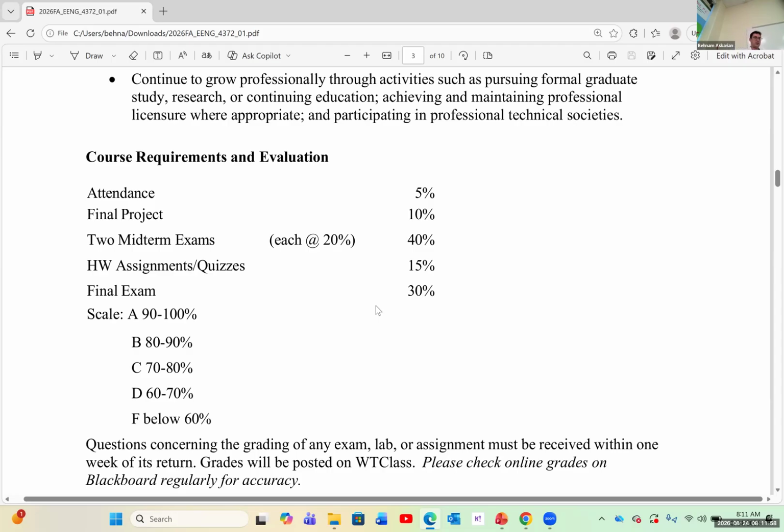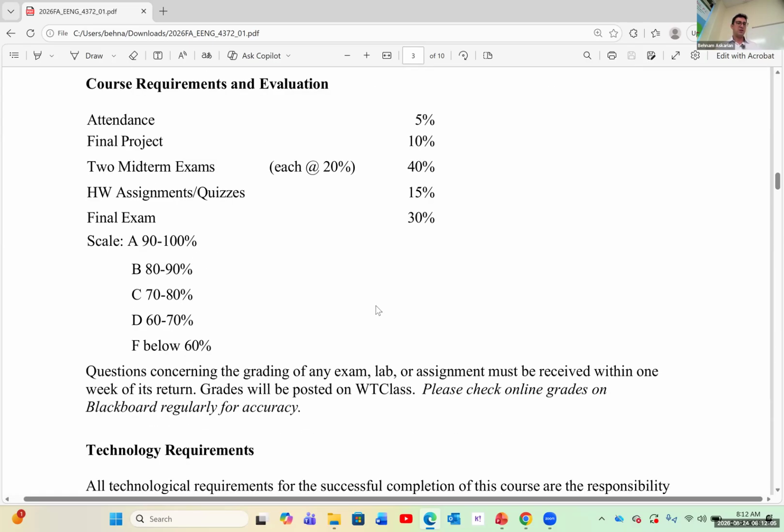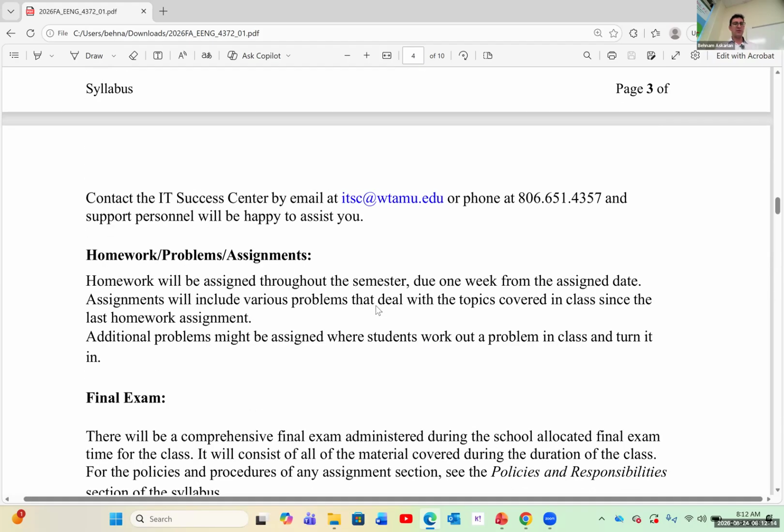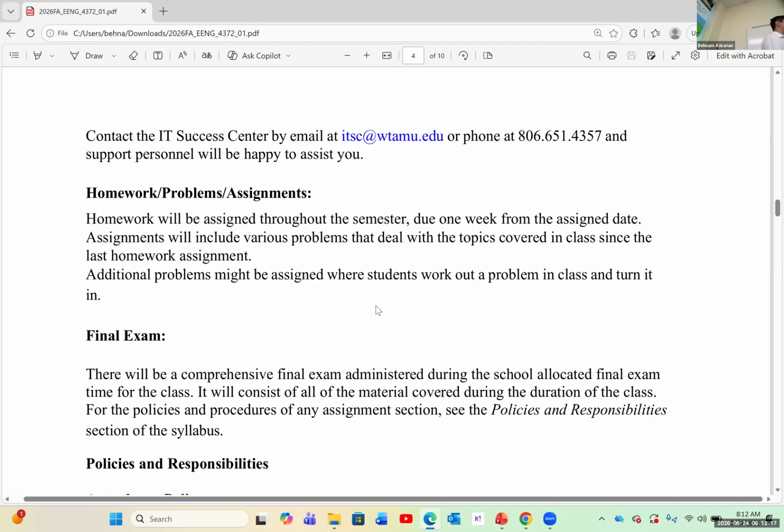And the grading, again, 90 to 100% is going to be A, B is 80 to 90, C is 70 to 80, D is 60 to 70, and below 60 is F. And I believe if you get a D, you have to repeat this class. One important thing is about homeworks. Once I post the homework, you have 10 days to submit your work. After that, unless it's an emergency, a family emergency or something like that, I would not accept late homework.